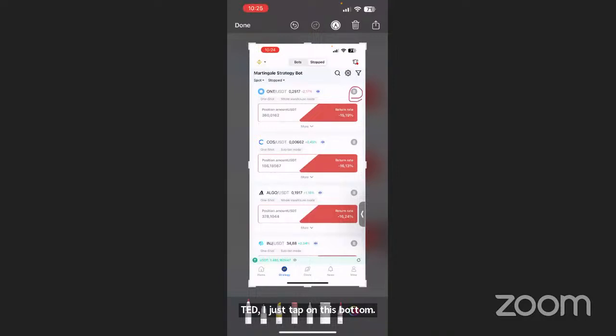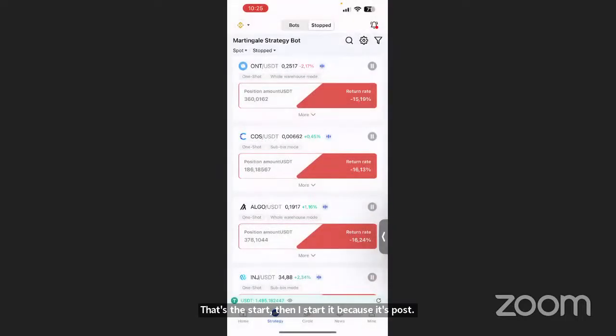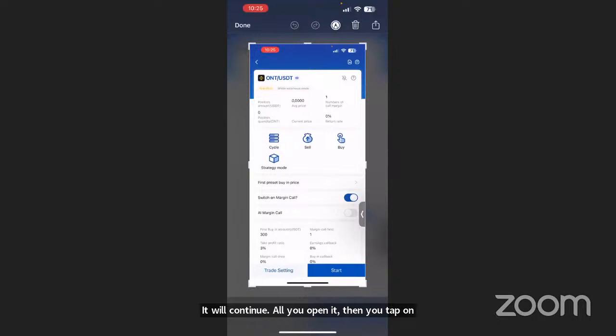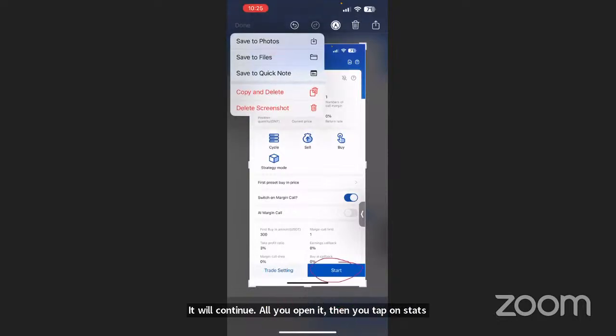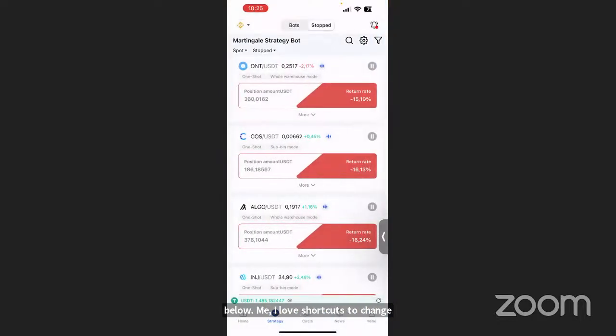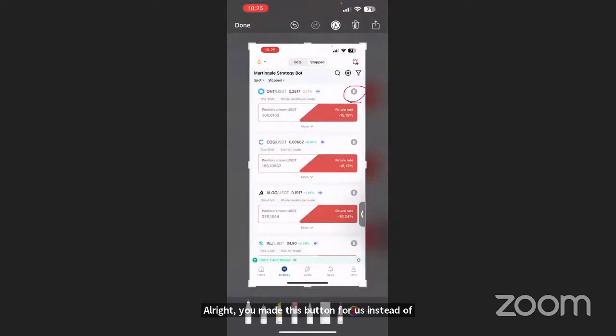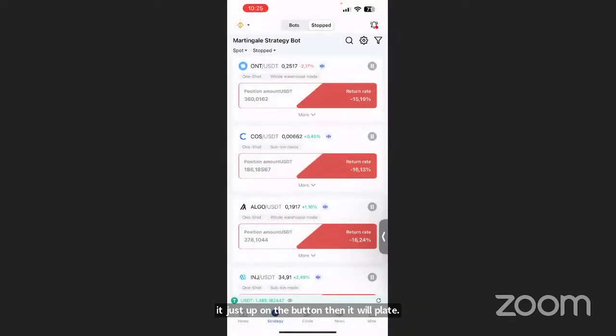That's the start. Then I start it because it's paused. Okay. Then once I play it, it will continue. Or you open it, then you tap on start below. I love shortcuts to things, but some shortcuts are dangerous, okay? But Royalq made this button for us. Instead of opening it, just tap on the button. Then it will play it. Okay? All right. I hope that is clear.